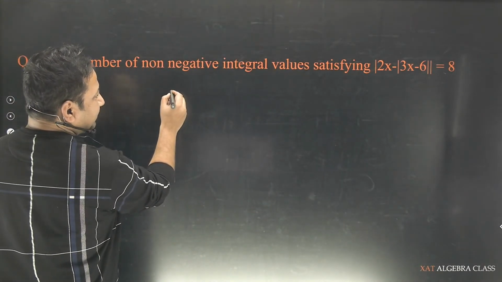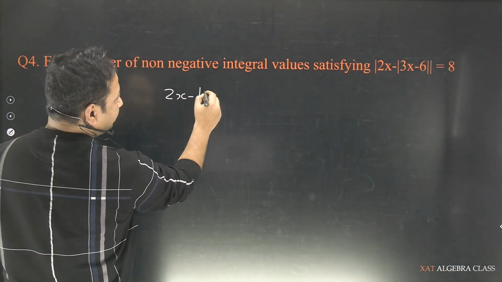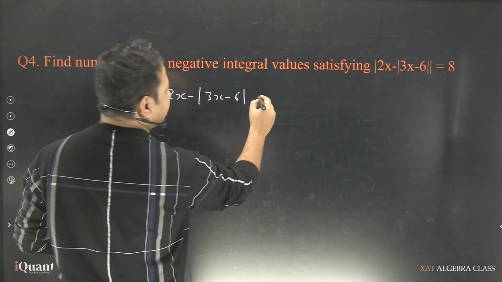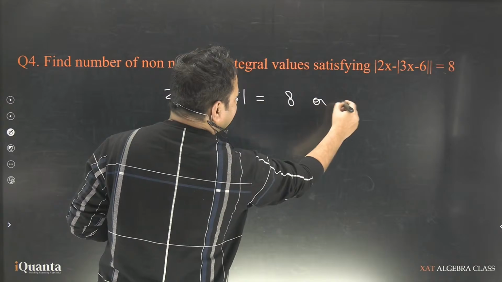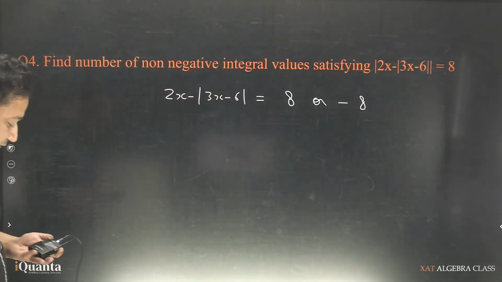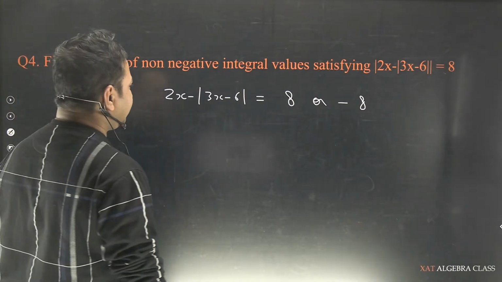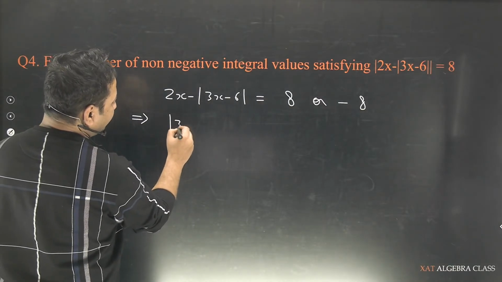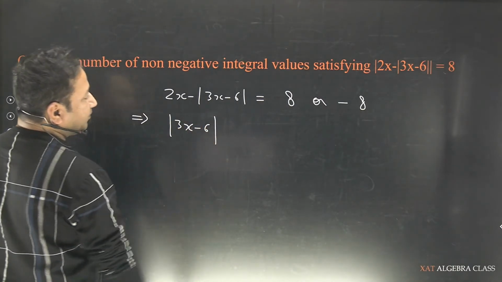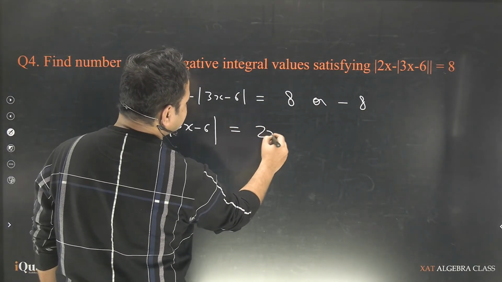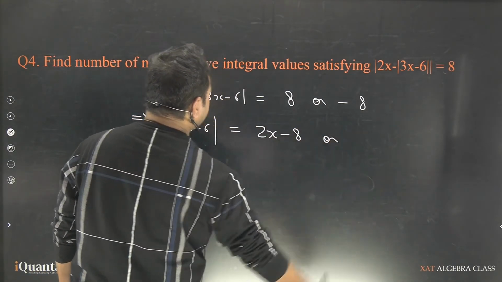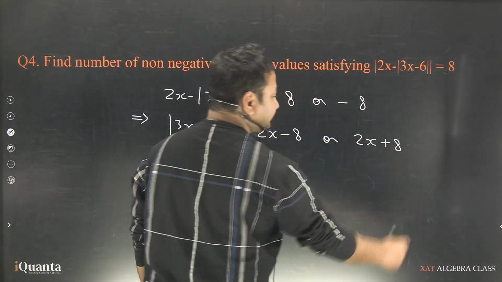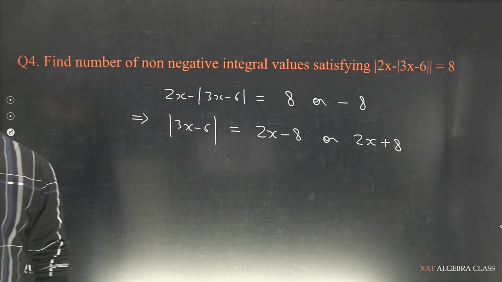So if I write it like this, 2x minus mod of 3x minus 6, and I'm removing the outer mod, the first mod. So this will be equal to 8 or minus 8. In just one line, I'm trying to solve everything. This is clear? Now, what does that mean? This means mod of 3x minus 6 would be equal to 2x minus 8 or 2x plus 8. Is that right?